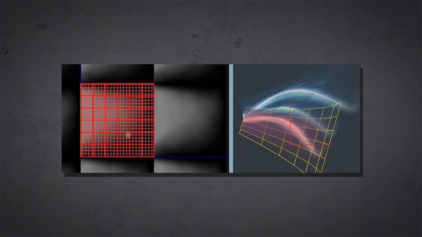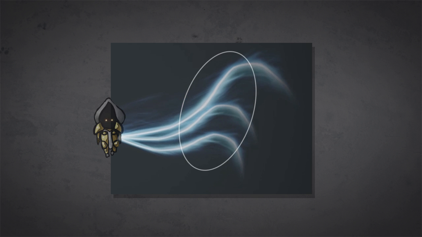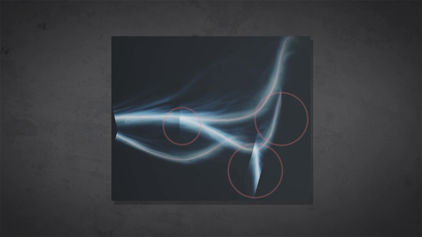And to get some variation, you can offset the UVs a bit, so that you don't see the same part of the sine wave at every part of the wing. But as you can see, this produces several problems.